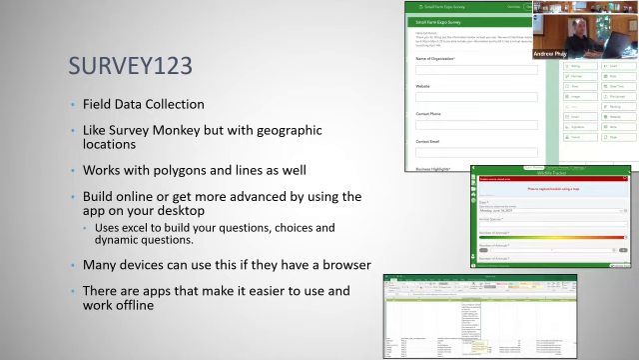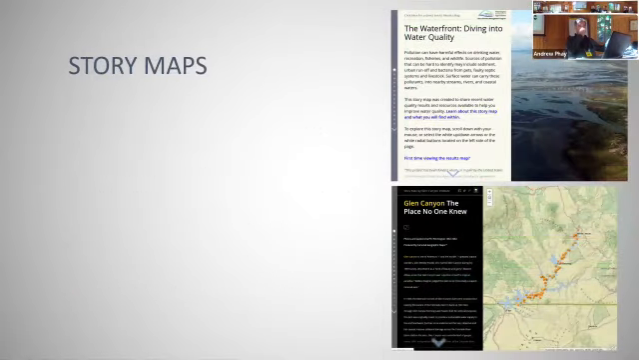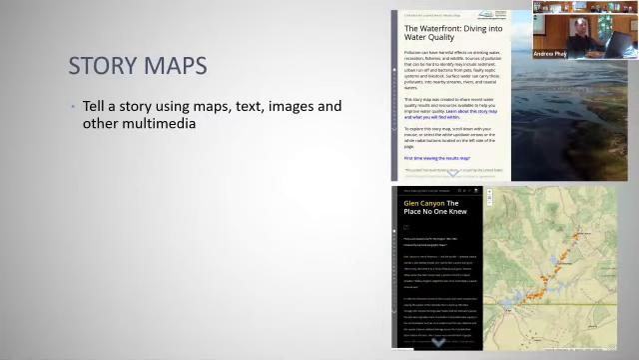There are apps that make it easier to use, but we already covered that. Story maps: telling stories using maps, text, images, and other multimedia. You can add pictures, YouTube videos, graphs from Microsoft Excel, anything that can go into an iframe. You can add tons of things to story maps and get a story out there that you may want to show.